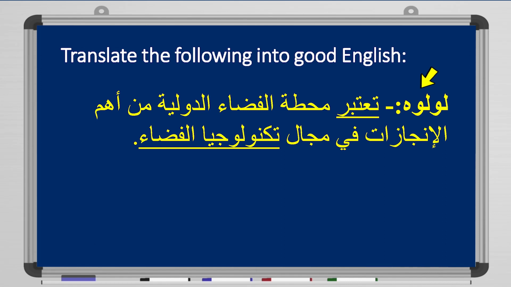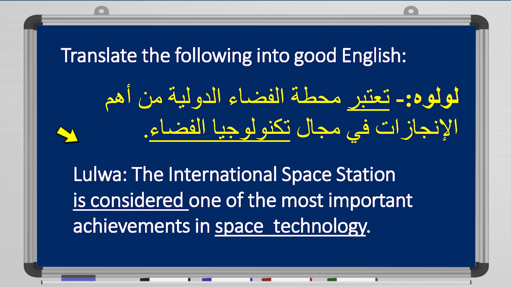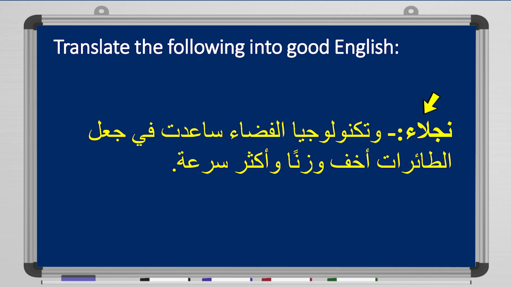Let's get to translating. The International Space Station is considered one of the most important achievements in space technology. Your translation can be very different from mine, but that's okay as long as you got the same meaning. It's all about the meaning, not about word-for-word translation. Let's move to the next question.